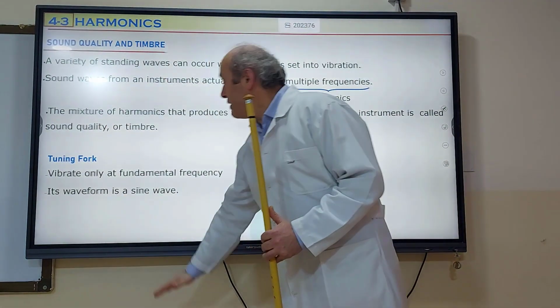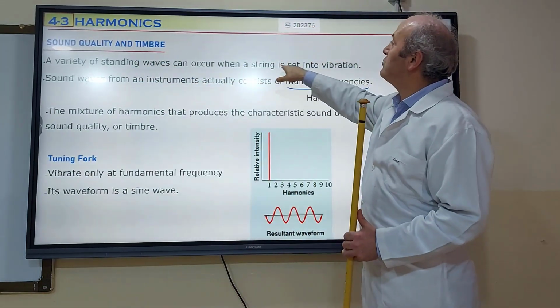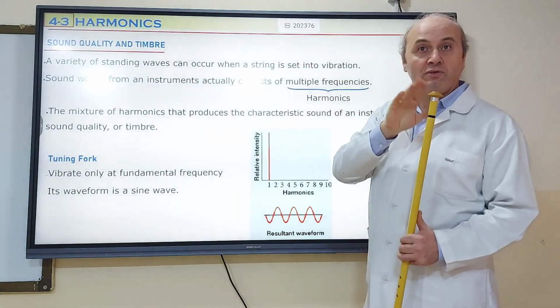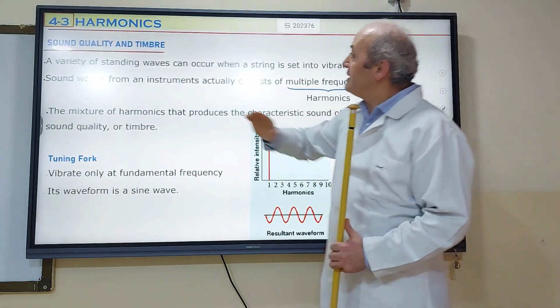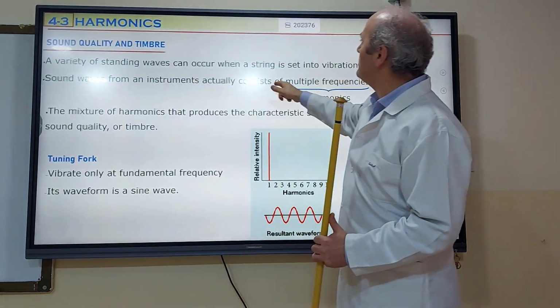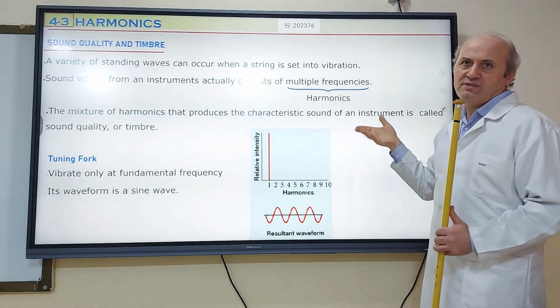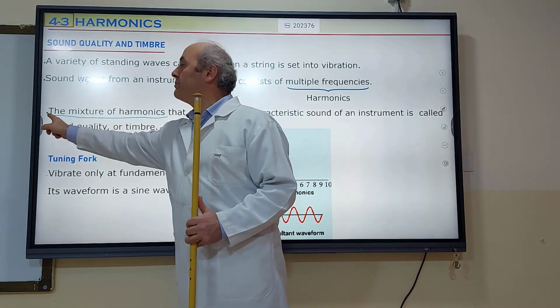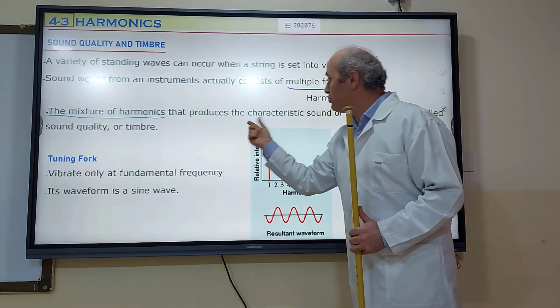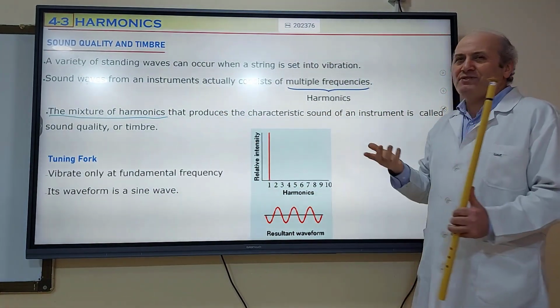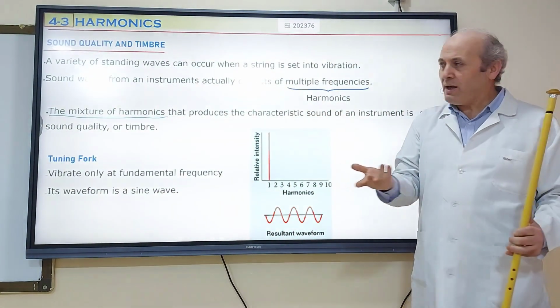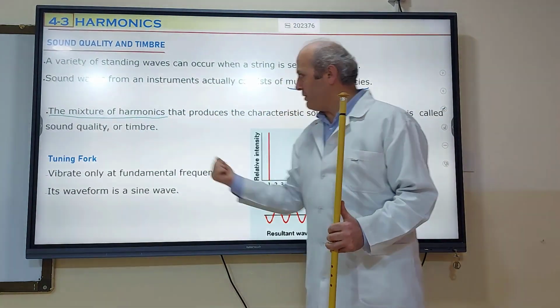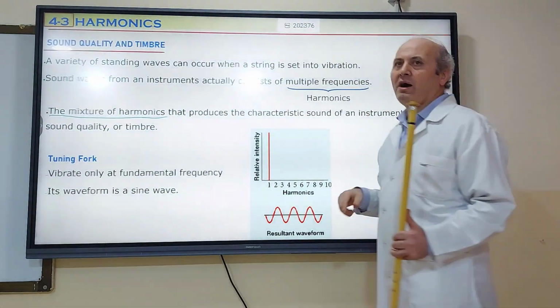So, a variety of standing waves can occur when a string is set into vibration, and not only a string, but also when you blow this pipe. Sound waves from an instrument actually consist of multiple frequencies and harmonics. It's a mixture of harmonics that produces the characteristic sound of the instrument. Every instrument has a different characteristic sound than the other one because of this mixture of harmonics, called timbre. Another name is sound color.